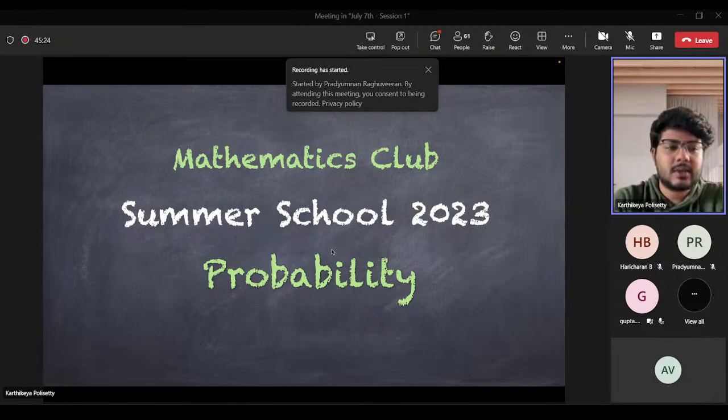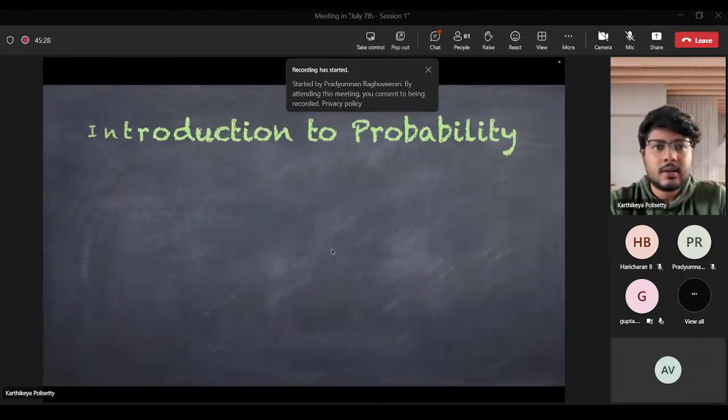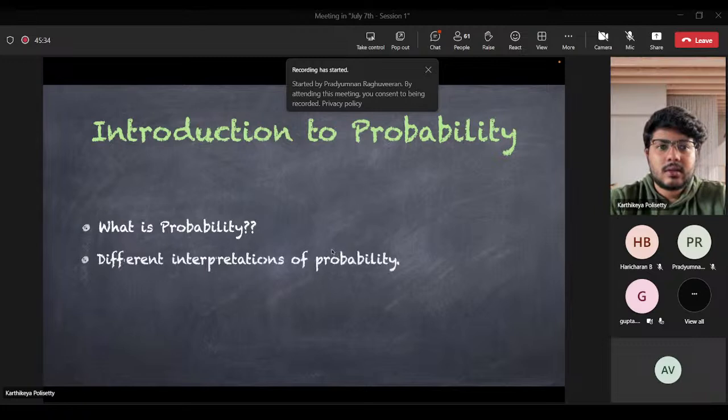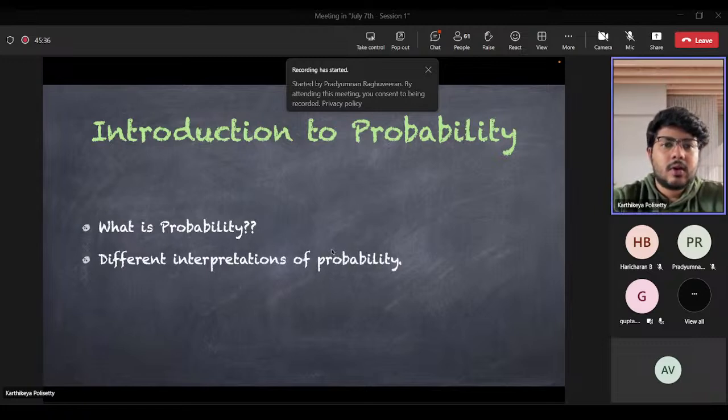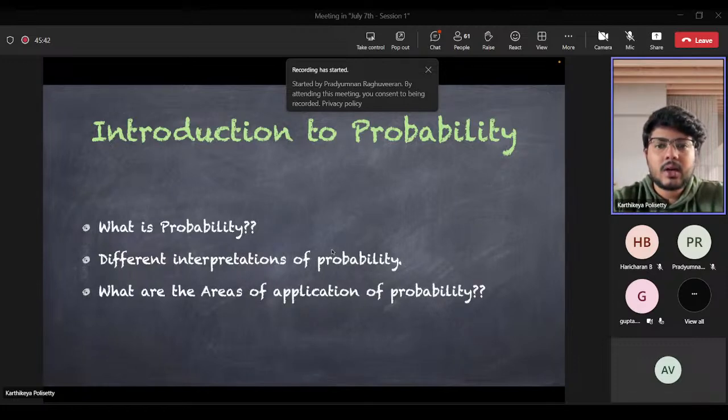So to start with, what is probability? What are the different interpretations of probability? And what are the areas of applications of probability? Anyone can respond in the chat. What do you think probability is?